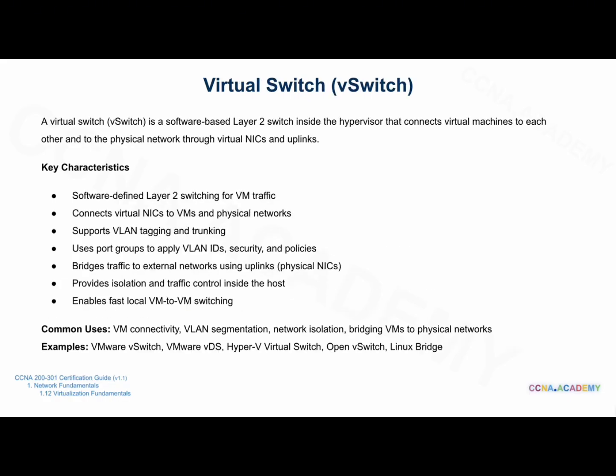A virtual switch works just like a physical Ethernet switch, except it's entirely software-defined. It connects VMs to each other and to the external network through physical uplinks. It understands MAC addresses, supports VLAN tagging and trunking, and applies security or traffic policies based on the port group configuration. Because it's virtual, you can instantly reconfigure, clone, or expand your switching environment. Popular implementations include VMware vSwitch, VMware Distributed Switch, Hyper-V Virtual Switch, and Open vSwitch.